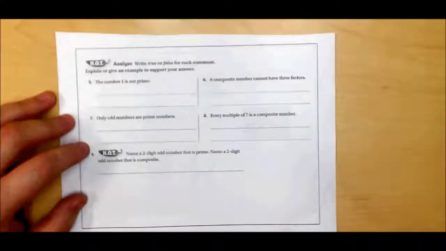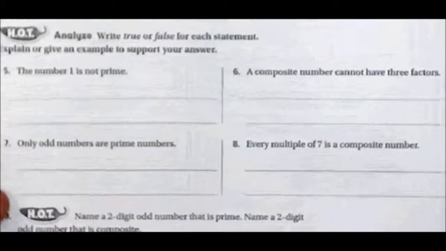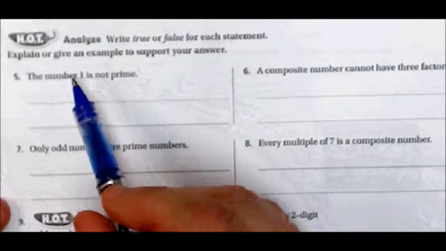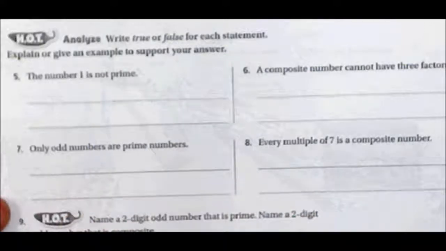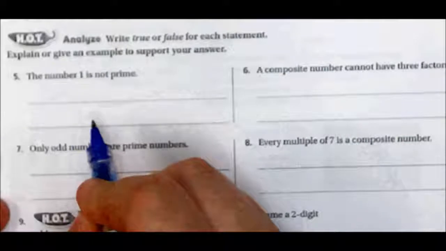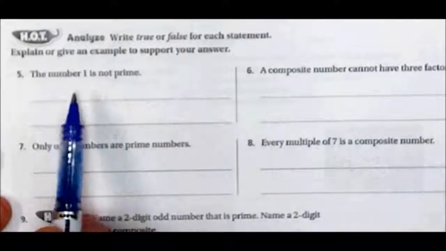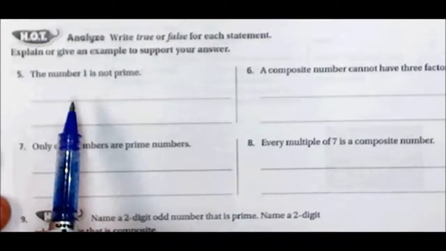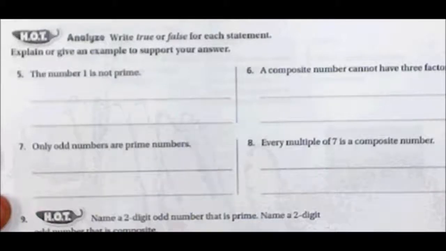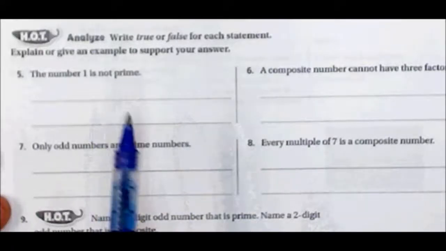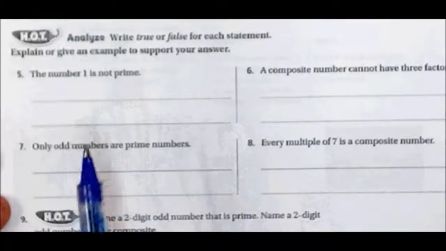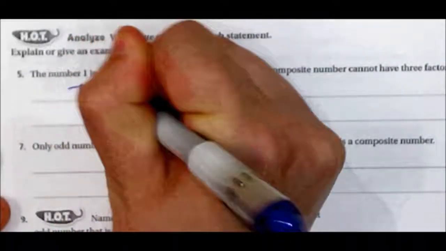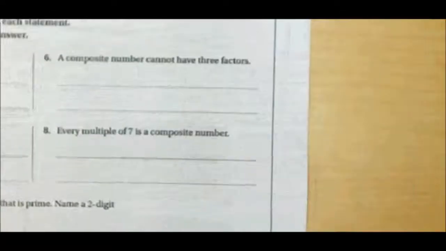So here are some statements, and we have to determine if they are true or false. The first one states the number 1 is not prime. Is that true or false? Well, a prime number has 2 factors, 1 and itself. Well, 1, it turns out, only has 1 factor, which is 1. 1 and itself are the same thing in this case. So because it does not have two factors, it only has one factor, it is not a prime number, so this is true.